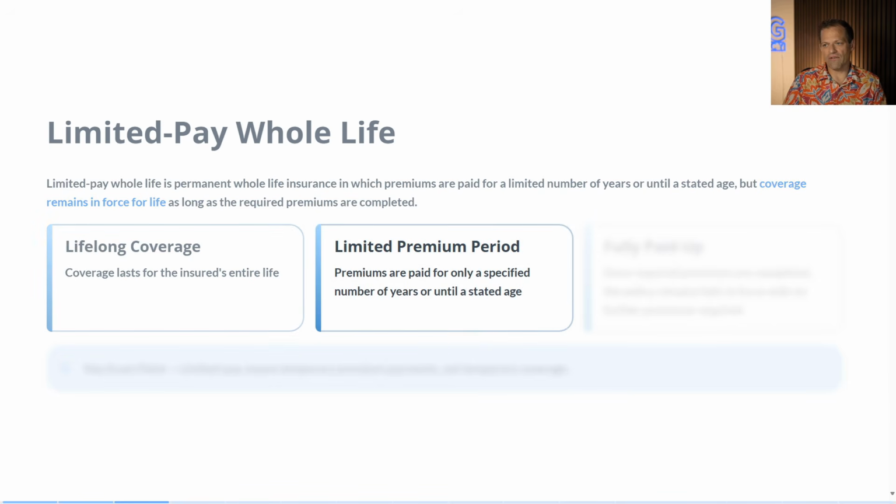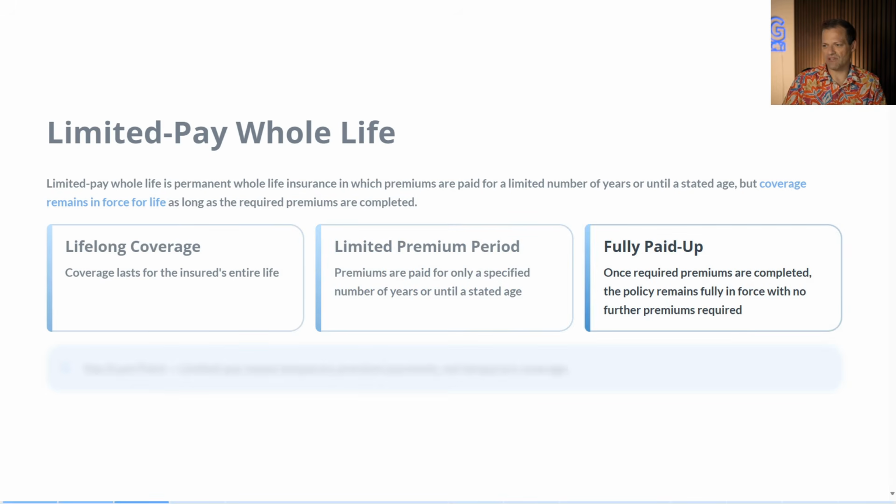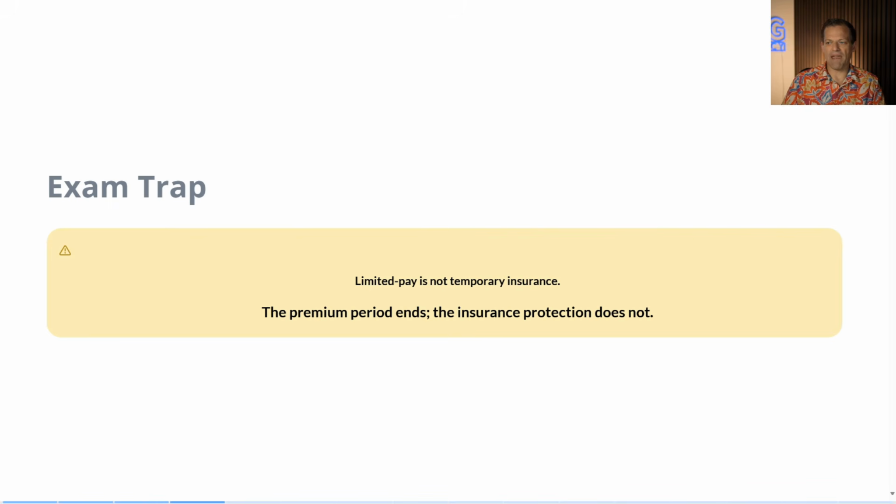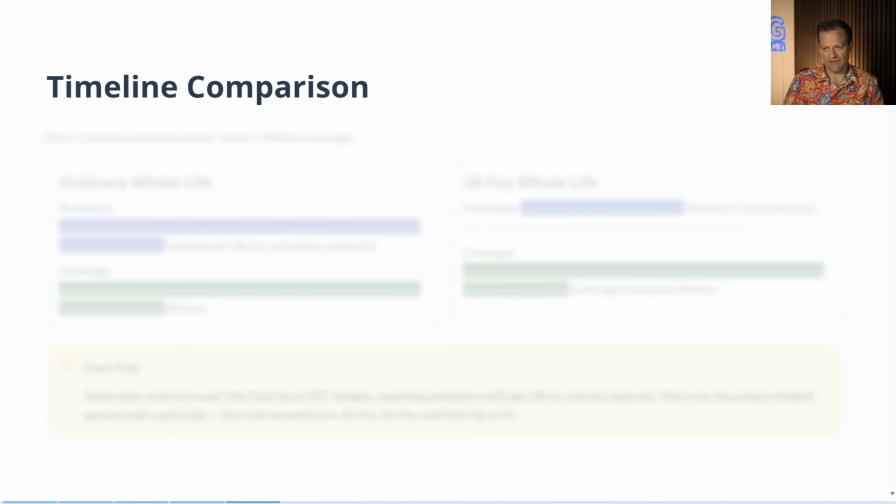So it's lifelong coverage with a limit of how many premiums you have to pay to keep the lifetime coverage. And then once that period of time is met for those premium payments, the policy is what's called fully paid up. So it remains in force, meaning the coverage is in effect until the client dies without any further premiums left, okay? So exam trap: limited pay is not term insurance or temporary insurance, okay? The premium period ends, but the insurance protection does not. That's limited pay whole life insurance.